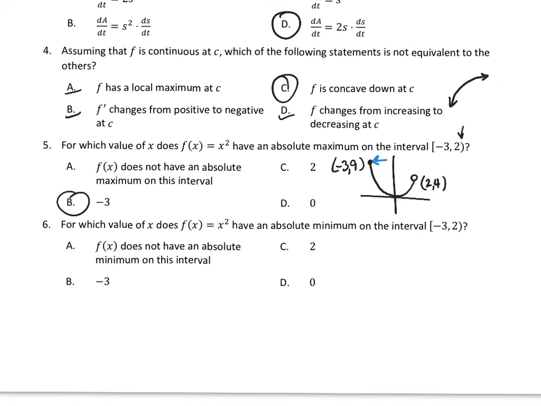For number 6, we want to know for which value of x does f of x equals x squared have an absolute minimum on this interval. So it's the same graph, we want to know where the minimum is, and that is going to be the lowest possible value of y, which is going to be right here at x equals 0. This is the point (0, 0). So that's where my absolute minimum is, and so the answer is D.